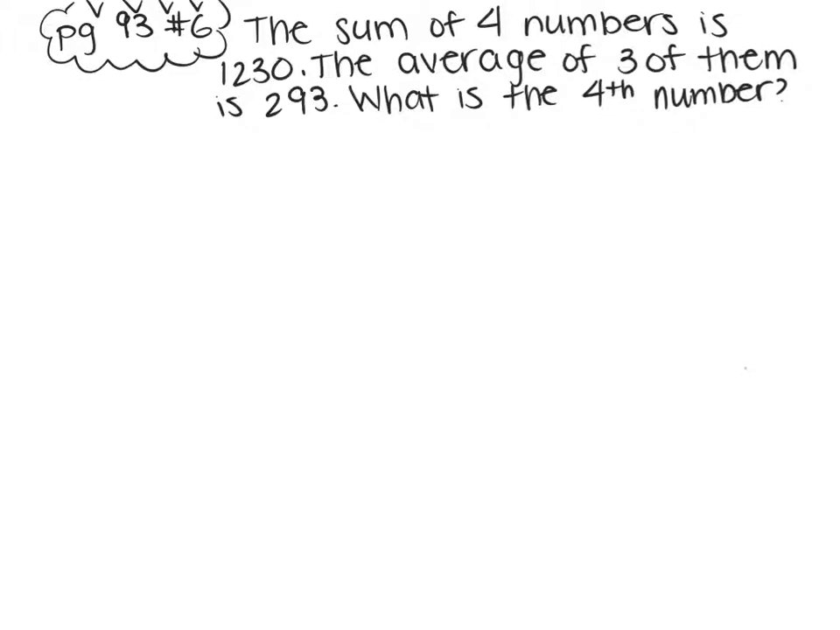It says the sum of, I don't like that color, excuse me. The sum of 4 numbers is 1,230. The average of 3 of them is 293. And the question is asking me to find what is the 4th number.